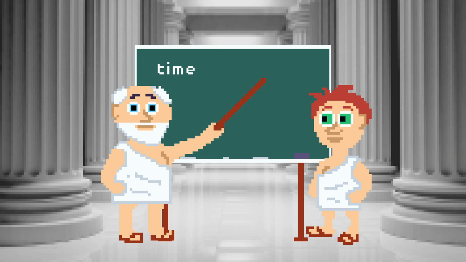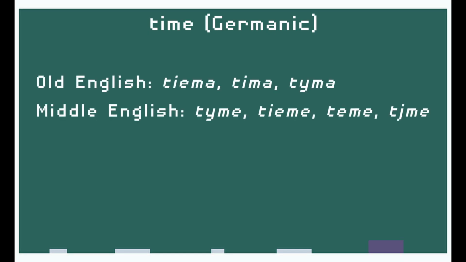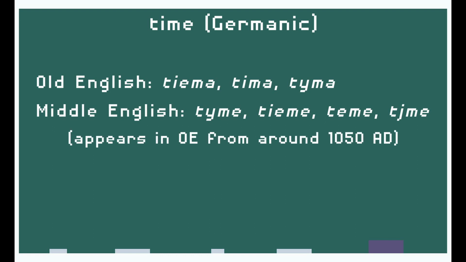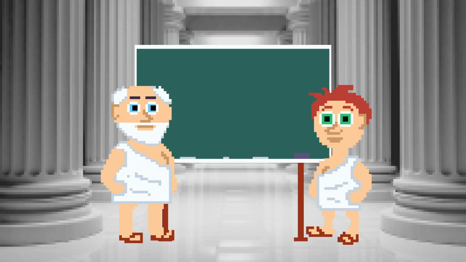Now, time is an unambiguously Germanic word. It appears with various different spellings in different flavors of archaic English, but forms of this word are very, very old and very similar to the same word in Old Danish, Old Icelandic, and Old Swedish. The next word, and the first one that refers to a specific duration of time, is millennium.